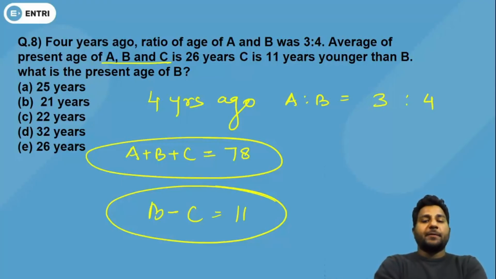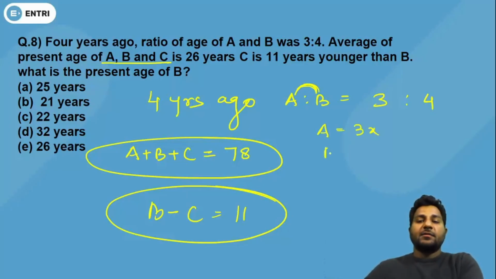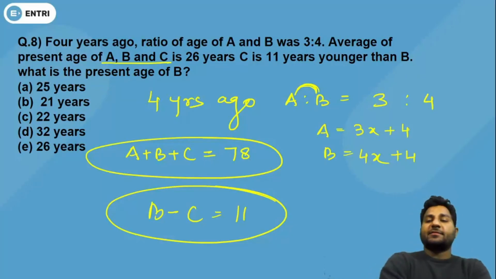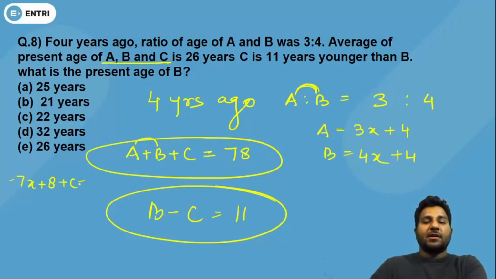So how are we going to do that? Just solve this one. Look at this. We know that 4 years ago we have got the ages as 3x and 4x. So let's take them to the present scenario. That means 3x plus 4 and 4x plus 4 in the present. Now let's make the equation. A plus B will become 7x plus 8, plus C is equal to 78.